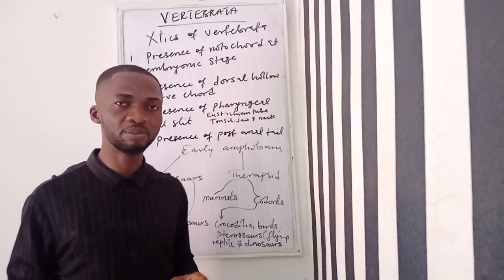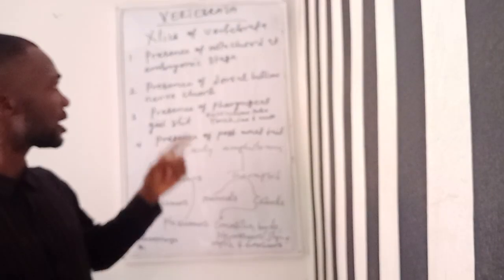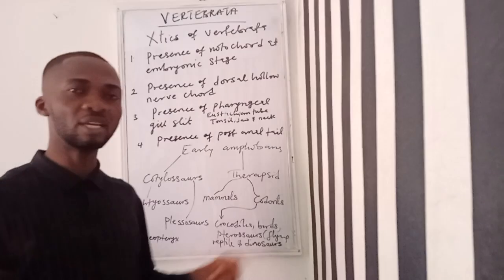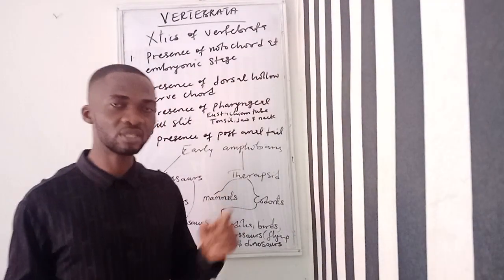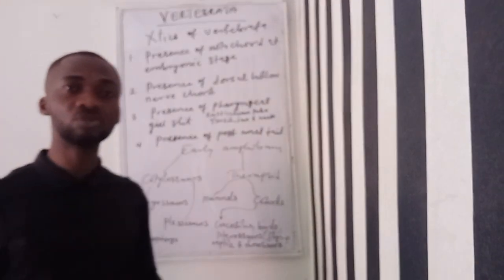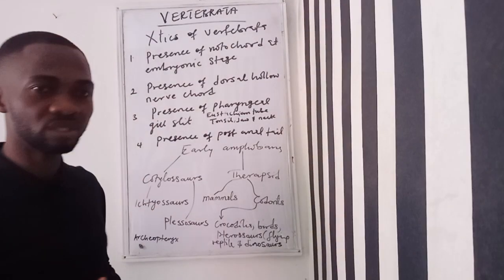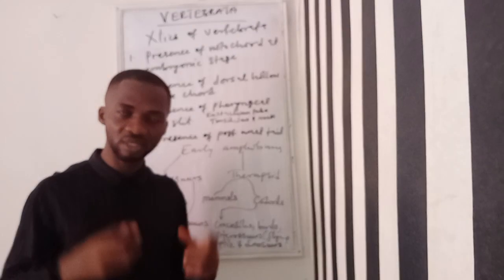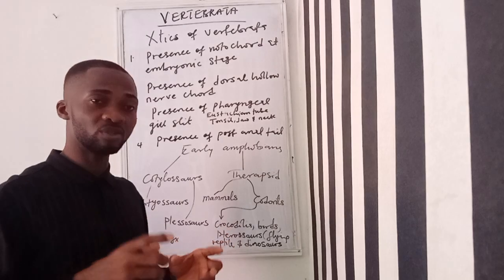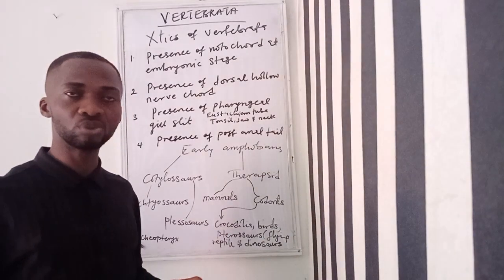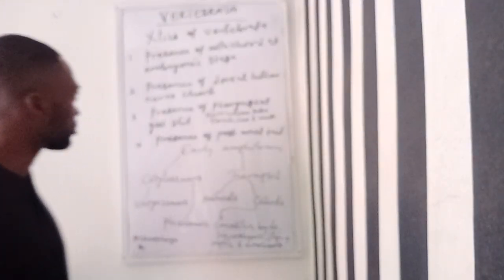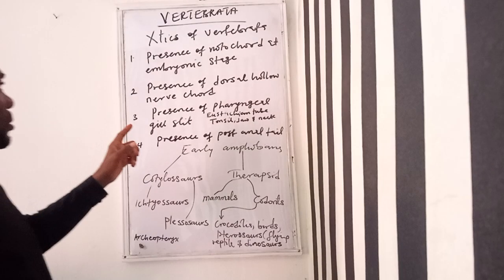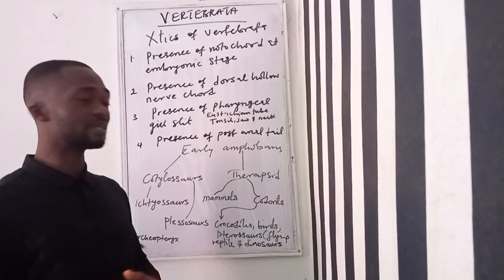In all vertebrates, this dorsal hollow nerve cord passes all through the adult life, including fishes. It is this dorsal nerve cord that transforms into the brain and the spinal cord. You discover that it persists all through the adult life of all vertebrates without any exception. Then another one is the presence of pharyngeal gill slit.